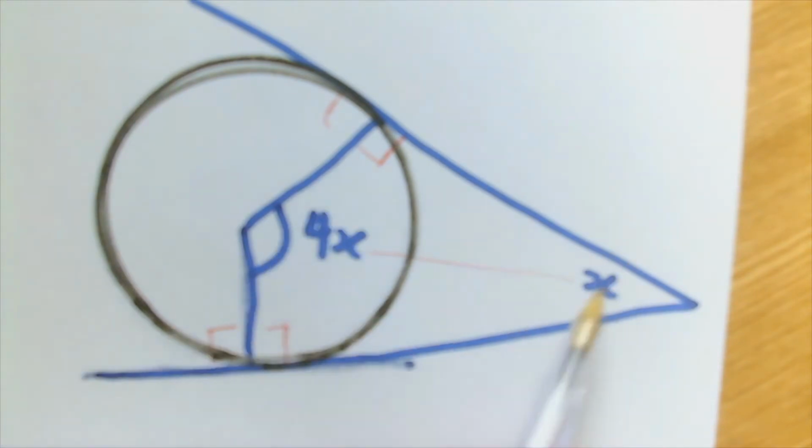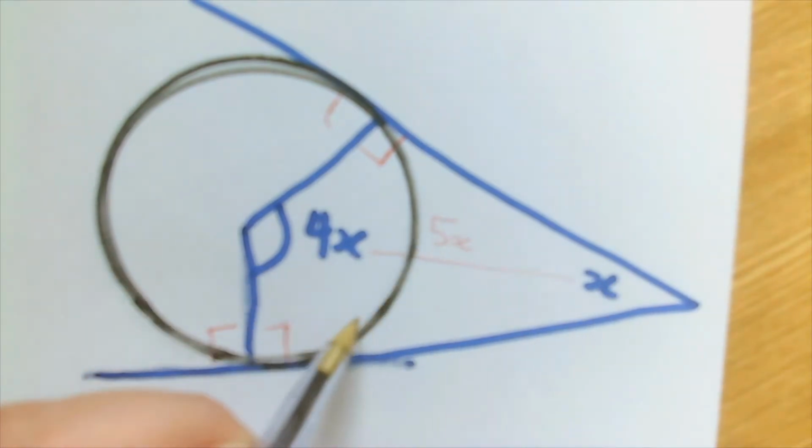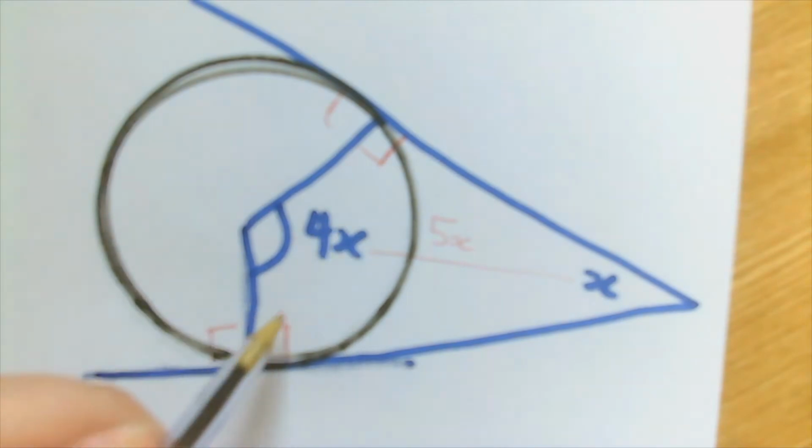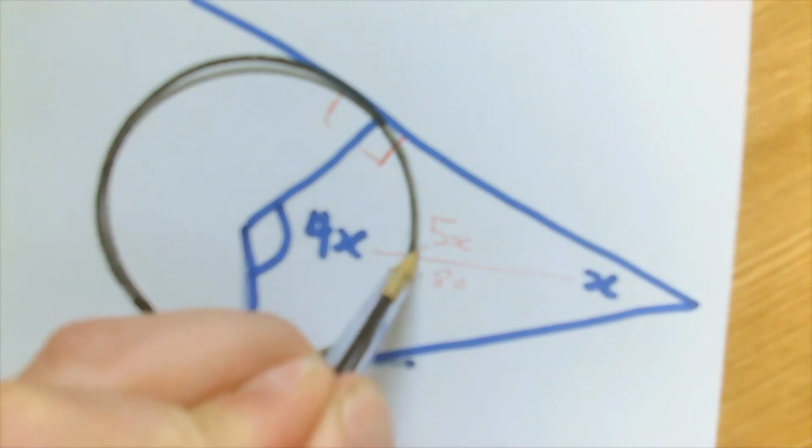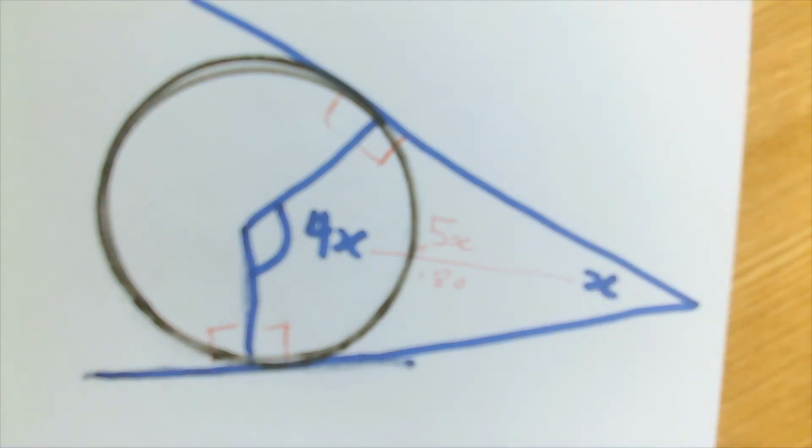So we've got 360, take 90, take 90. That's 4 lots of x, that's x. This is 5 lots of x. And because these two, well, these make 180, these make 180. So 5x equals 180, and you can solve it.